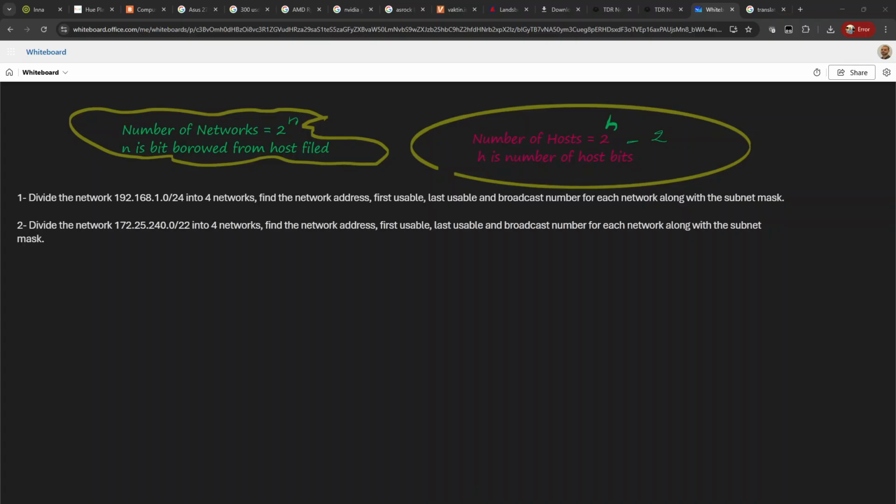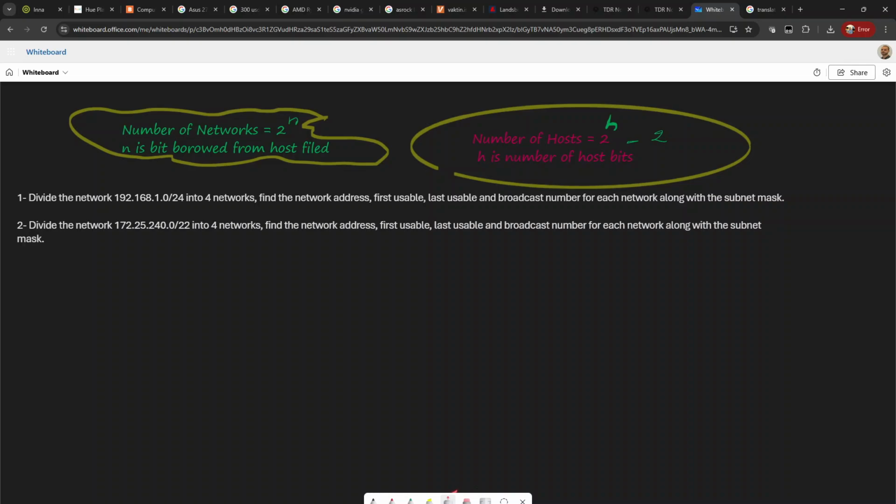So we have two questions, as you can see. We have two formulas that we need to remember off the top of our head. The first formula is for the number of networks. If we are interested in the number of networks, then the formula is 2 to the power of n. So number of networks equals 2 to the power of n. The n is the bits borrowed from the host field.